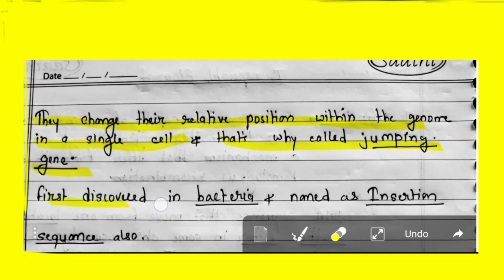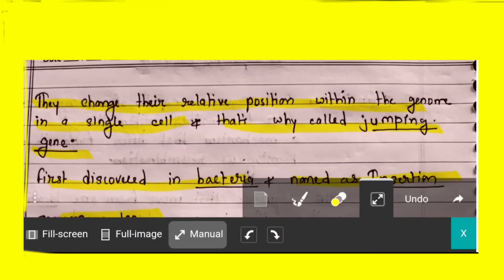Transposable elements were first discovered in bacteria and named insertion sequences also. Go next.